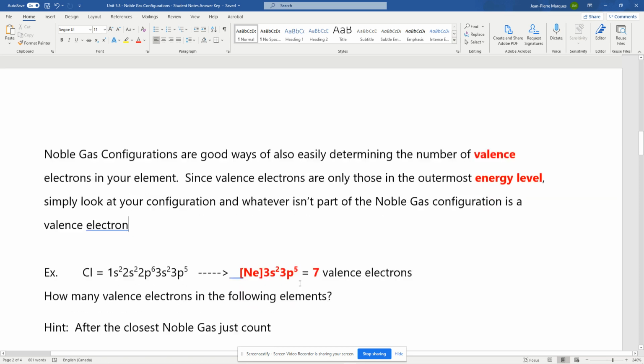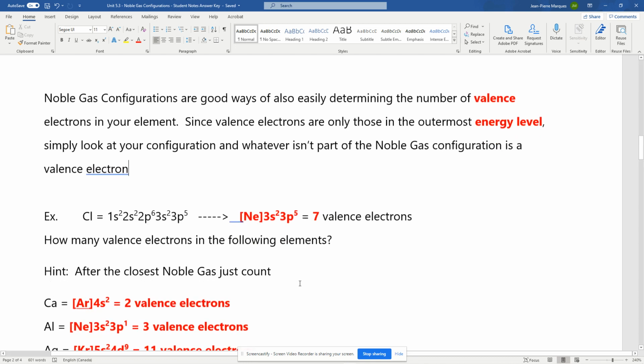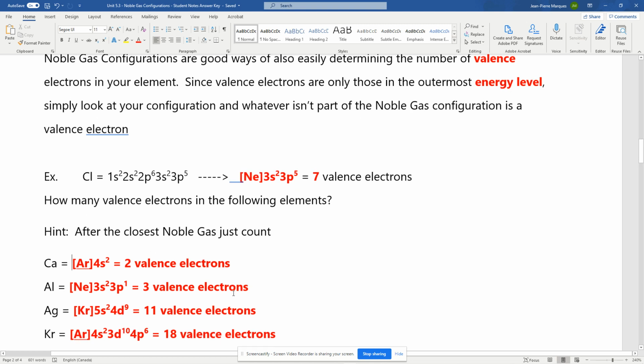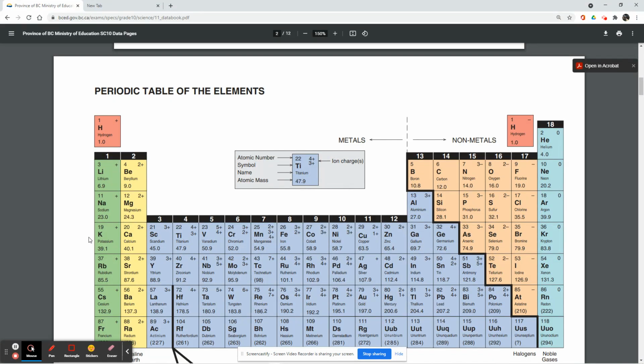Next one. Oh, I guess that was my example one. I should have known that. But anyway, it is calcium. For calcium, I probably should have written these out. Sorry about that. Well, hopefully you can determine these on your own anyway. So we have calcium, aluminum, silver, and krypton. For calcium, the closest noble gas is argon, and then it should be 4s2. Therefore, it has 2 valence electrons.